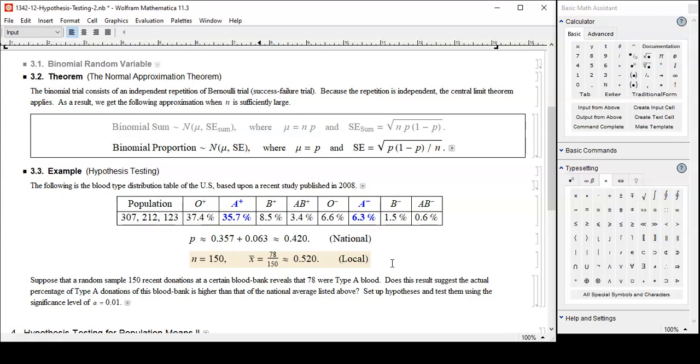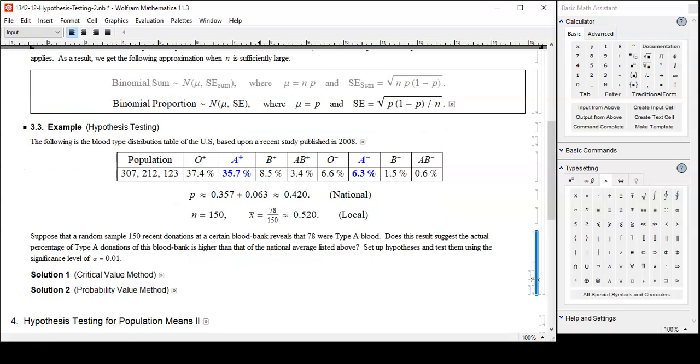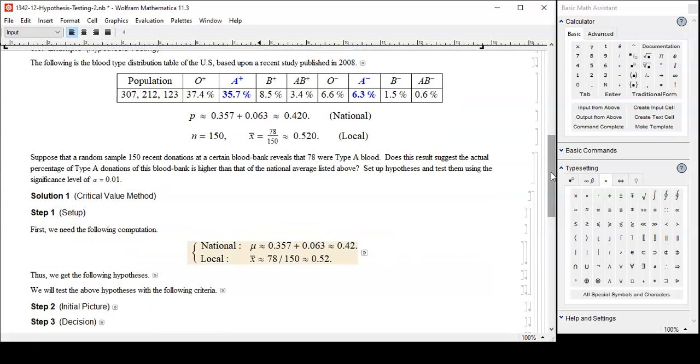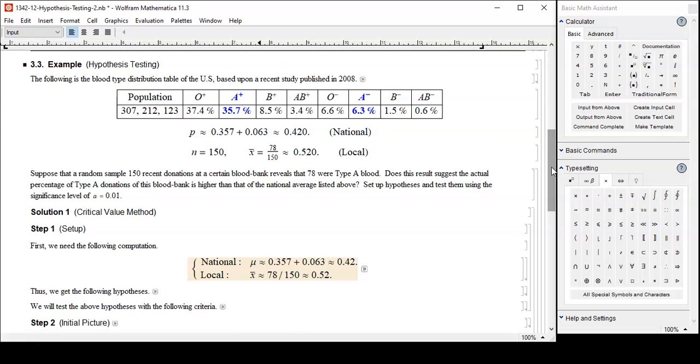So let's set up hypotheses and test them. So, how will the null and alternative hypothesis work? Let's do this with the critical value method. Let's see. National average, 42%. Locally, 52%. So what do we have? That's going to be the null hypothesis, and this is the alternative hypothesis, right? All good?